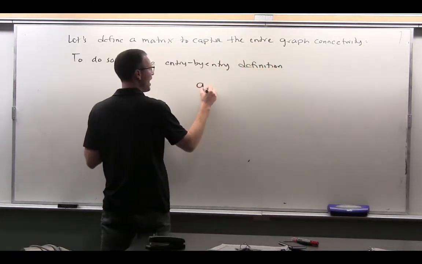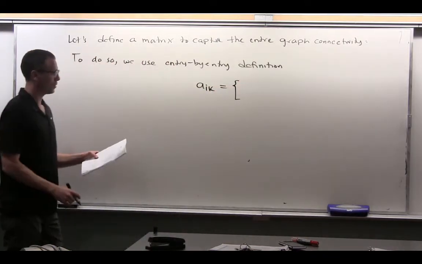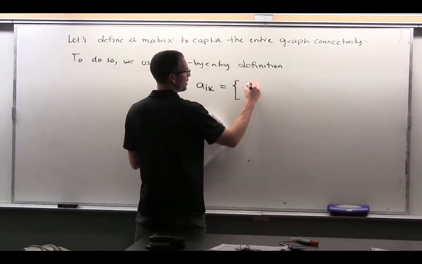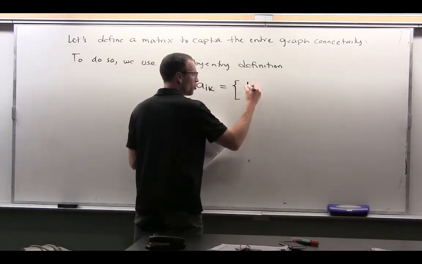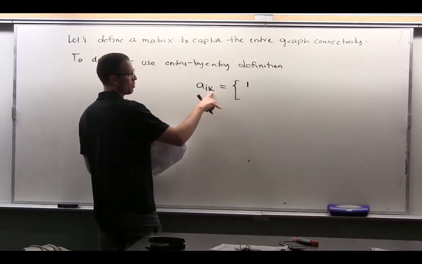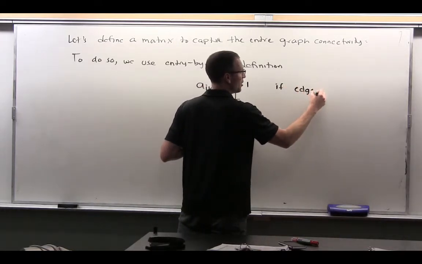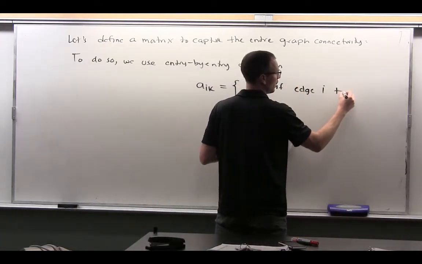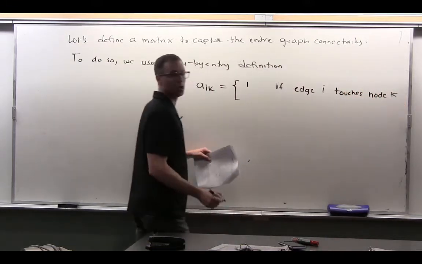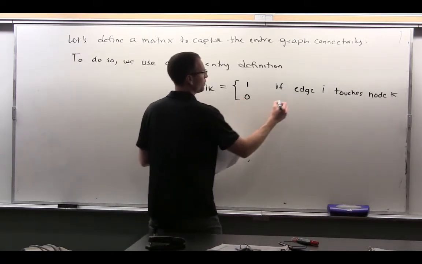So let's go A, I, K. What are the different choices for I, K? Well, the claim is we're going to say the entry of the matrix in row I and column K will be 1 if edge I touches node K. Could you guess what we say if edge I does not touch node K? 0.